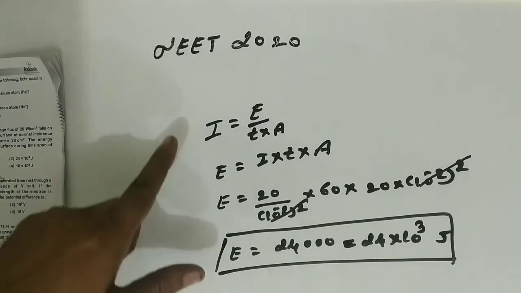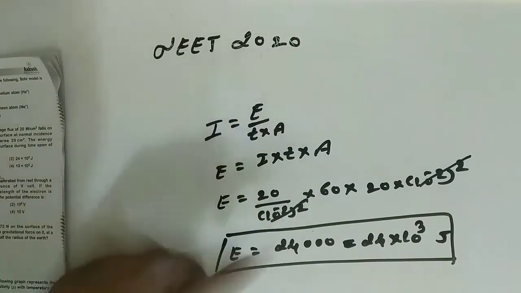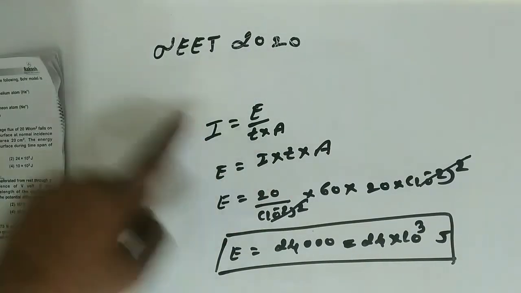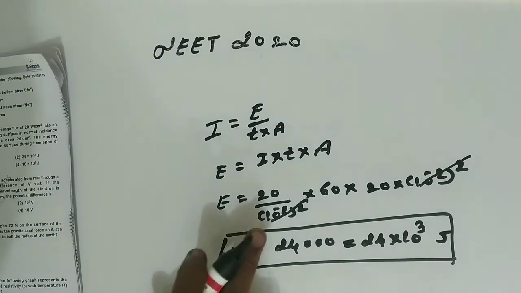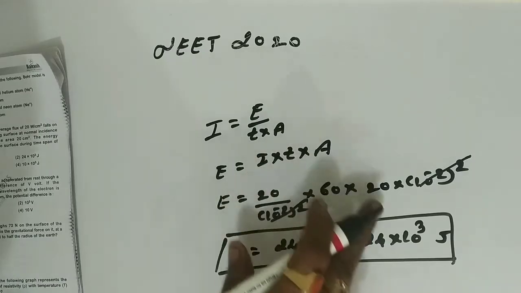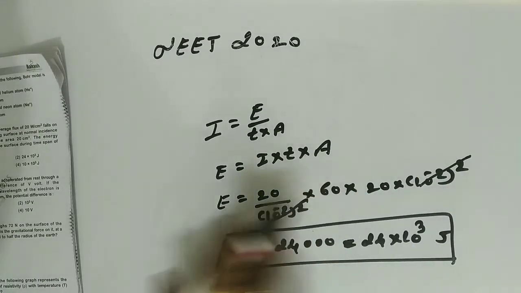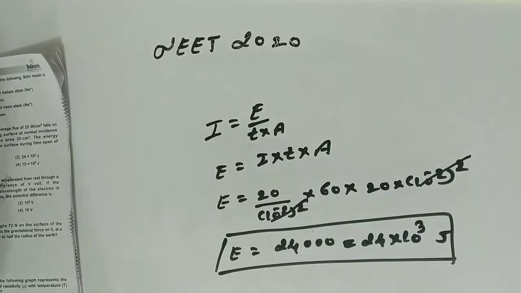The intensity of the light is defined as the energy emitted per second per unit area. I need the energy. E equals IAT. The intensity is given 20 watt per centimeter square. So time is 1 minute, that is 60 seconds. Area 20 centimeter square. These two get cancelled. 24 into 3 zeros, 24,000 joules. Right?